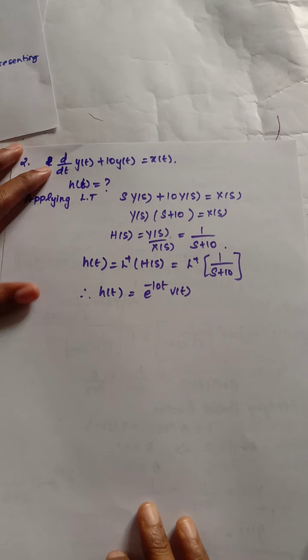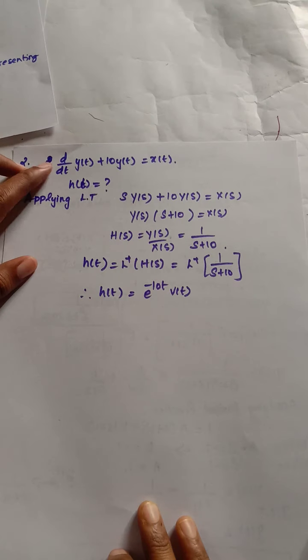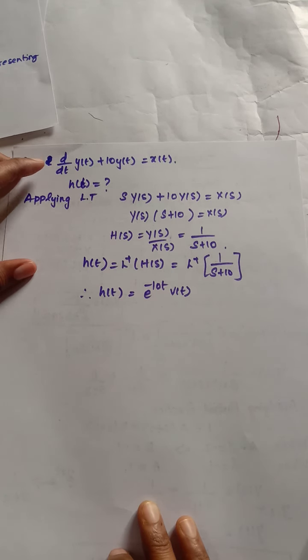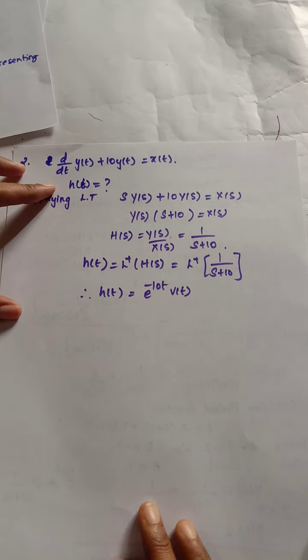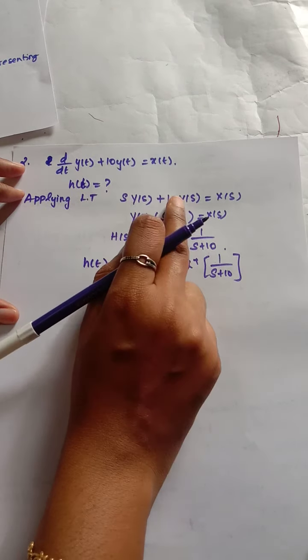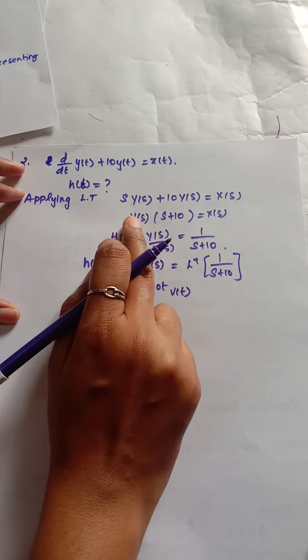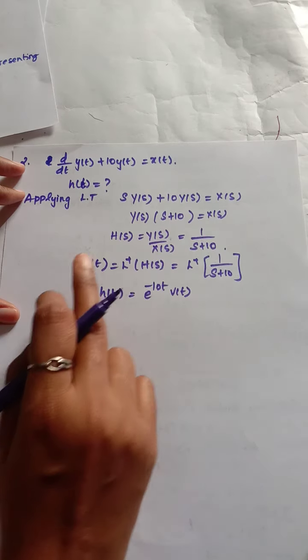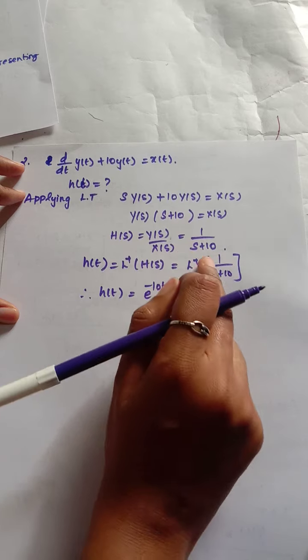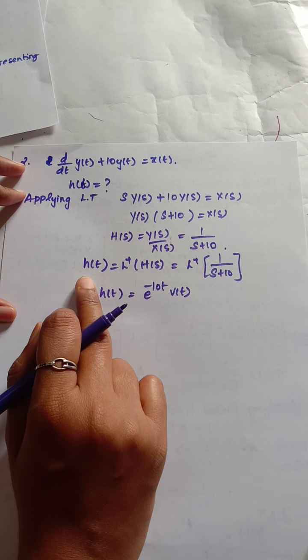The next problem is, they have given a differential equation. You need to find the impulse response h of t. The same procedure. Here they have not mentioned any initial condition, so the initial conditions are 0. So s Y(s) plus 10 Y(s) is equal to X(s). Combining Y(s), you will get s plus 10 times Y(s) is equal to X(s). So H(s) is equal to Y(s) divided by X(s), which is equal to 1 by s plus 10.